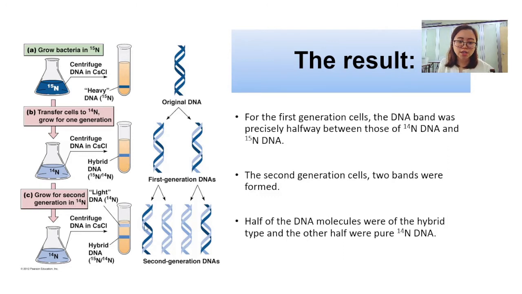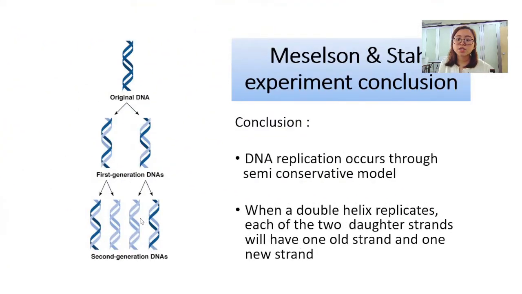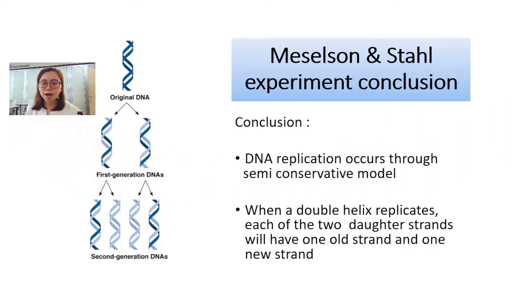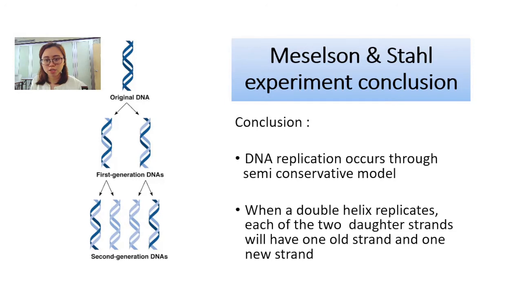With the second generation cells, 2 bands were now formed. Half of the DNA molecules were the hybrid type and the other half of pure 14N DNA. So the conclusion from this experiment is that Michelson and Stoll concluded that DNA replication will occur through the semi-conservative model. And when a double helix replicates, each of the daughter strands will have one old strand and one new strand. Kalau kamu lupa ayat-ayat yang penuh, kamu tengok sudah diagram biru di sebelah ni. Diagram biru ini sudah menggambarkan poin untuk semi-conservative model.